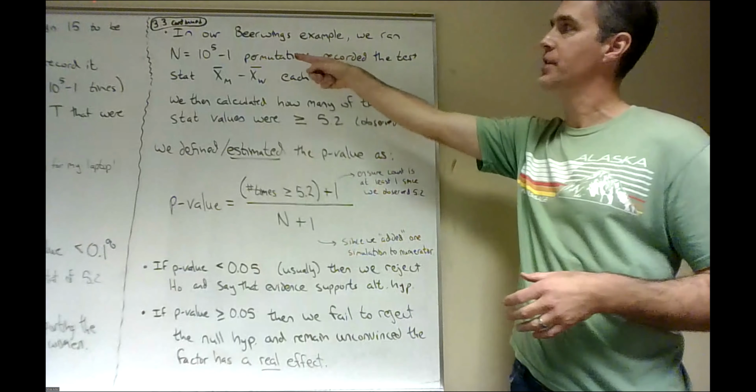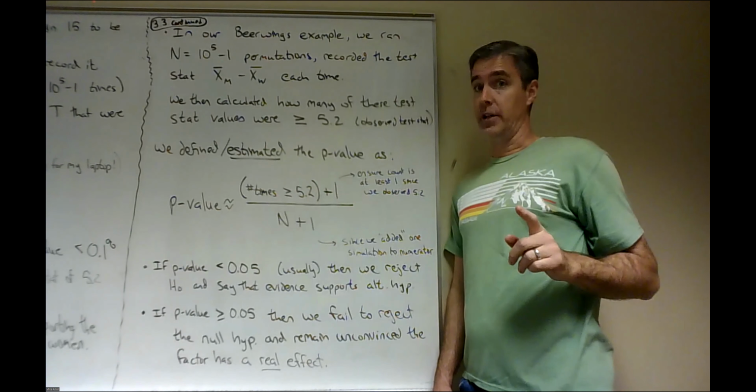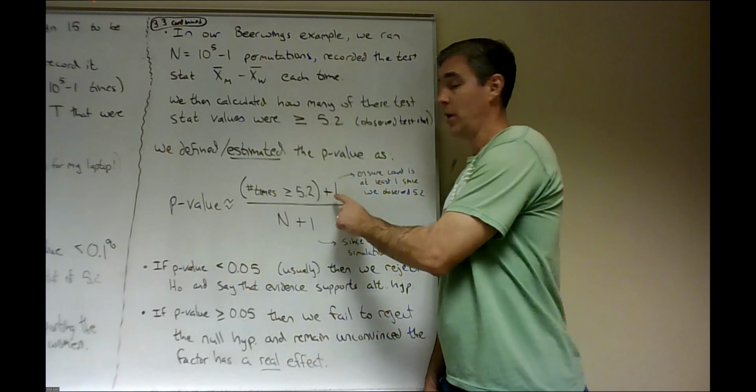All right, the numerator, we know there's at least one scenario where the test statistic is greater than or equal to 5.2. It was the original data that was given to us, with that designation of men being M's and women being W's led to that test statistic of 5.2. So we know there's at least one permutation that satisfies that inequality. We want to make sure we include it in our count. So I'm going to add 1 to it.